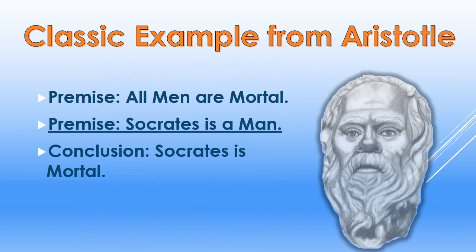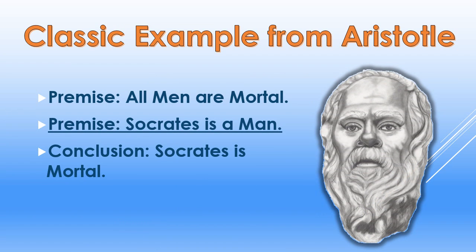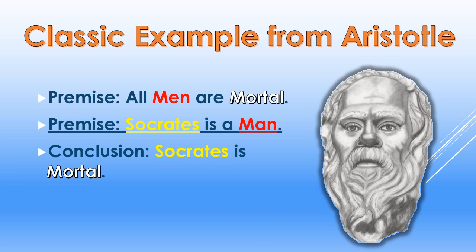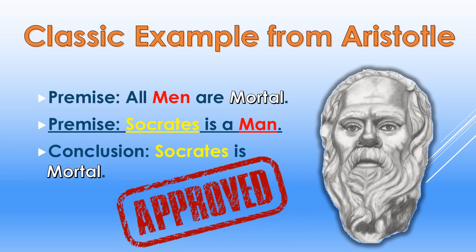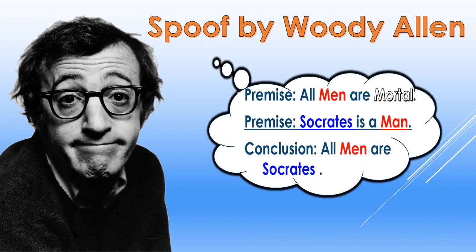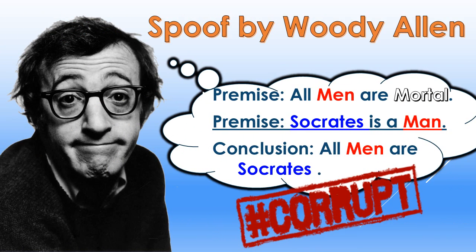For example, Aristotle said, "All men are mortal, Socrates is a man. It follows deductively that Socrates is mortal." Notice we're dealing with three different categories: men, mortals, and Socrates, and category logic is Aristotle's baby. But the point here is that this deduction is successful. But now consider this spoof by Woody Allen: "All men are mortal, Socrates is a man, therefore all men are Socrates." The question is, is Woody Allen doing a deduction?